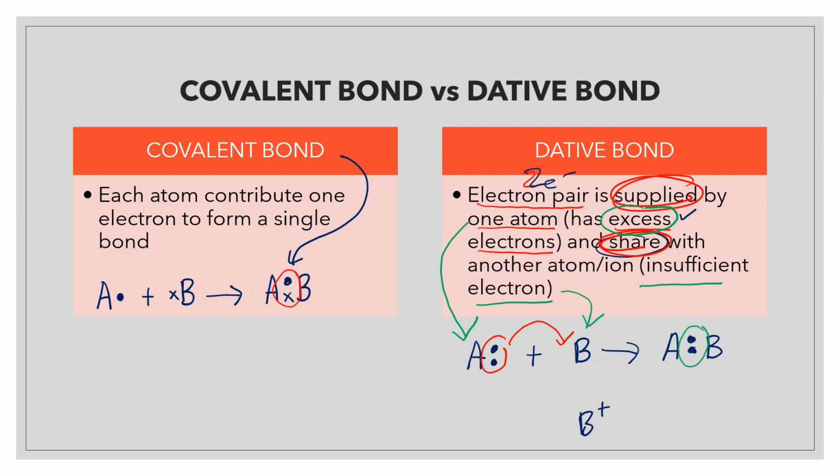So this bonding yang kita panggil sebagai dative covalent bonding, kerana kedua-dua elektron pair bonding ini datangnya daripada satu atom yang mempunyai excess elektron dan dikongsi bersama satu atom or ion yang kekurangan elektron, sufficient ataupun deficient. So that is the main difference between covalent bond and dative covalent bond.